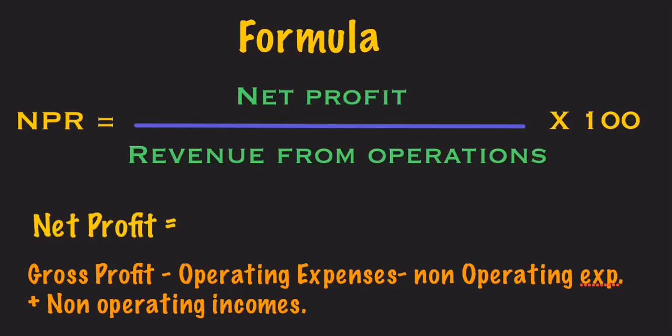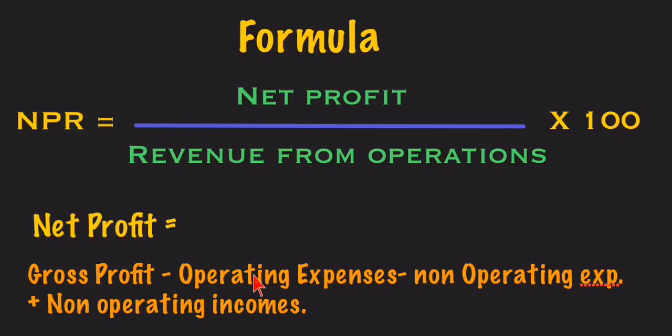Now let's understand the next thing, along with the formula and certain basic things. What is the formula of net profit ratio? Net profit ratio is net profit upon RFO into 100. Now how to calculate net profit? Net profit is equal to gross profit minus operating expenses minus non-operating expenses plus non-operating incomes.